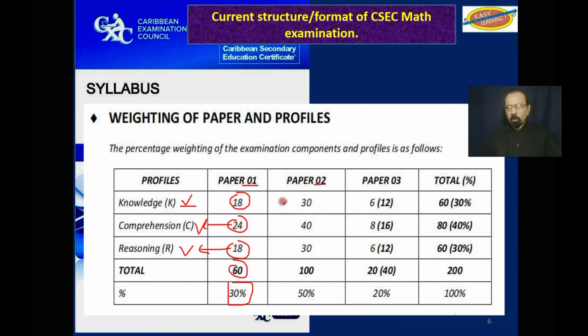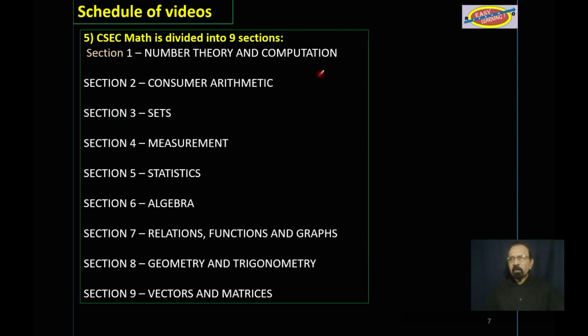Paper 2, you could follow this reasoning: 30 marks on knowledge, 40 marks on comprehension, 30 marks on reasoning, for 100 marks, which would make up 50% of your final grade. And paper 3, which is the SBA or the alternative to the SBA, 20% more, or 40 marks. And then from a total of 200 marks, that will be scaled down to 100%, and your percentage will determine your final grade.